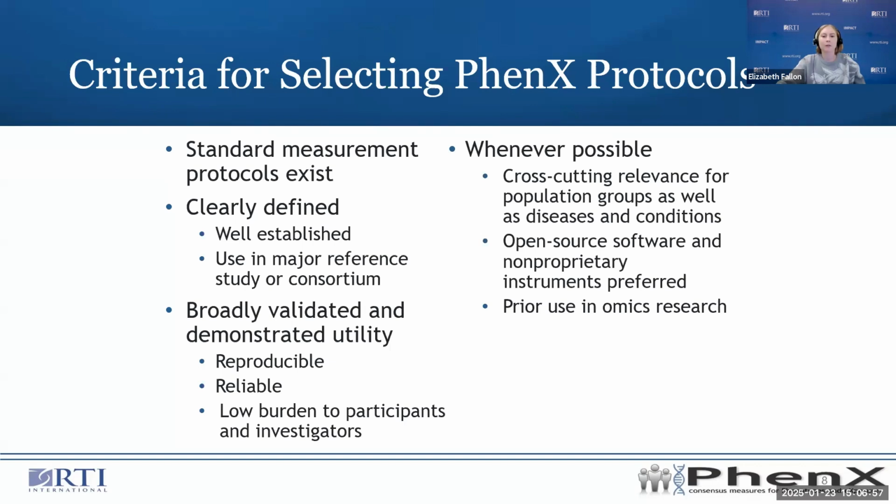Typically, they're used in a major reference study or consortium. As such, they must be broadly validated, which allows them to be used with reliability and reproducible results. Being low burden to both study participants and investigators is also important. When possible, we look for protocols that can be used across different groups of people, and we have a preference for open access and non-proprietary protocols. Prior use in omics research may be a consideration for some research areas as well.